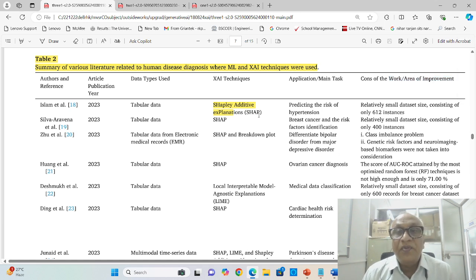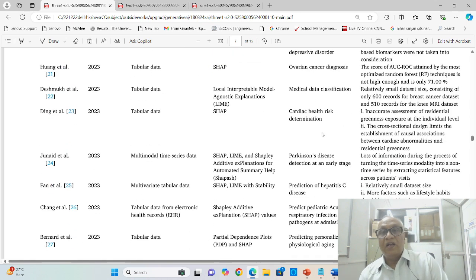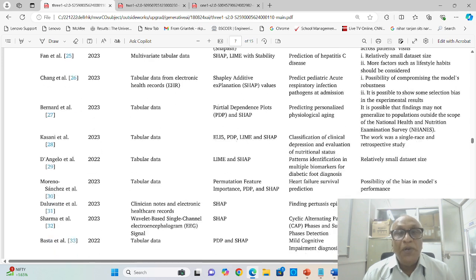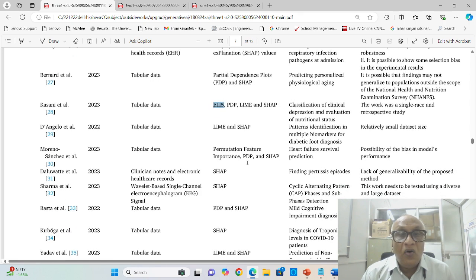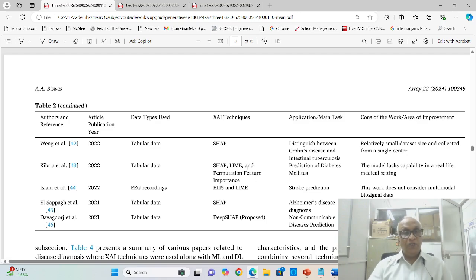So here also you can see SHAP is being used for hypertension, breast cancer, bipolar disorders, for ovarian cancer diagnosis. SHAP and LIME, local interpretable model-agnostic explanation, are being used for medical data classification. For cardiac health risk determination, SHAP is being used. For multimodal time series data, Parkinson's disease, SHAP, LIME, Shapley are being used. So you have PDP also, partial dependence plot. So as you can see here, you are finding SHAP, PDP, LIME. So these are the popular techniques.